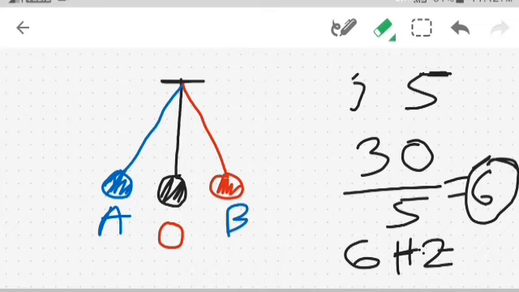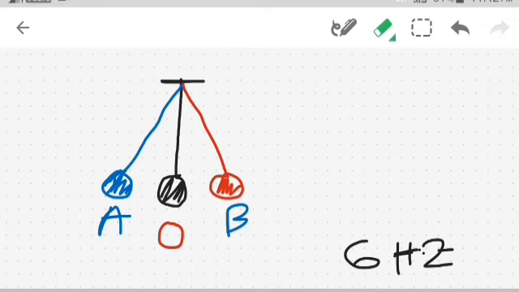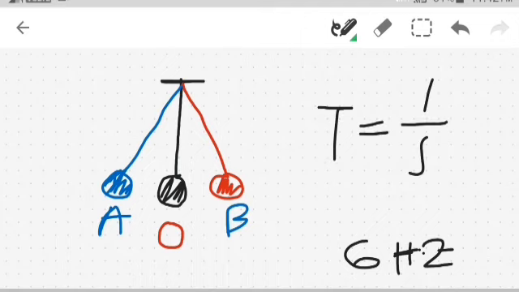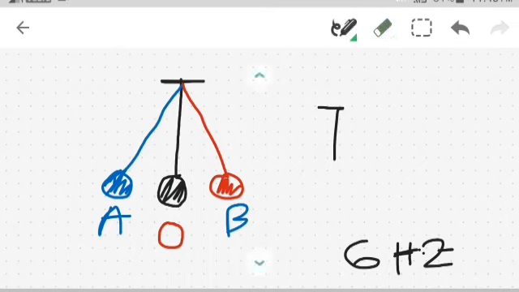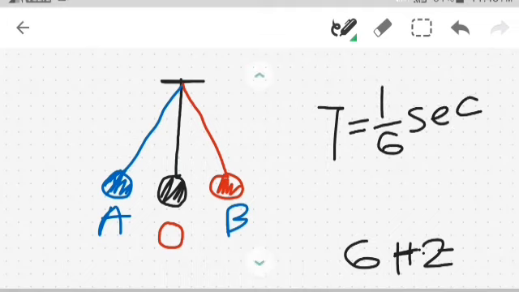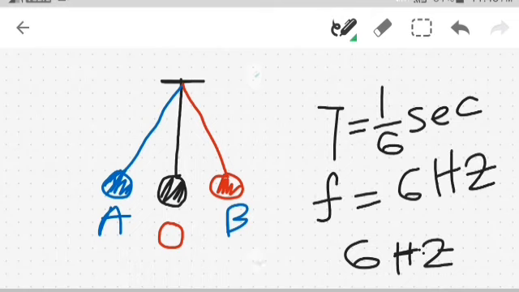Now what is the time period? The time period is 1 by frequency. So that is 1 by 6 second. The unit of time period is second. So the answer is: time period is 1 by 6 second and frequency is 6 Hz. This is how we calculate the frequency and the time period.